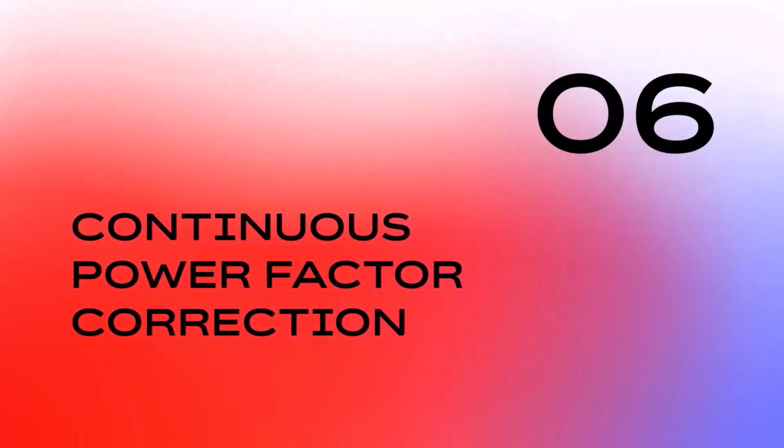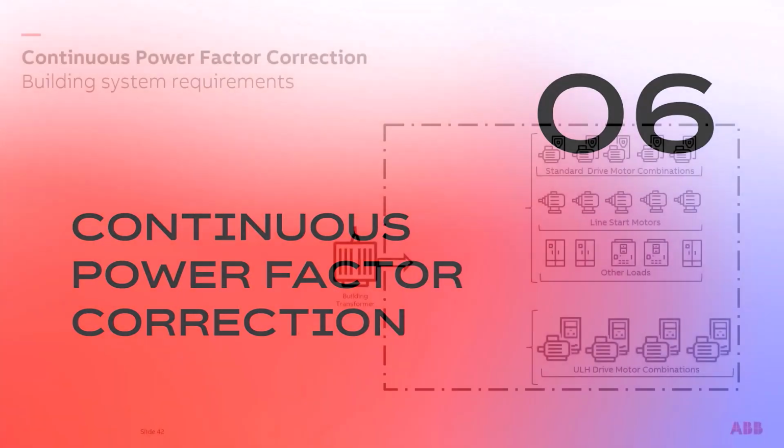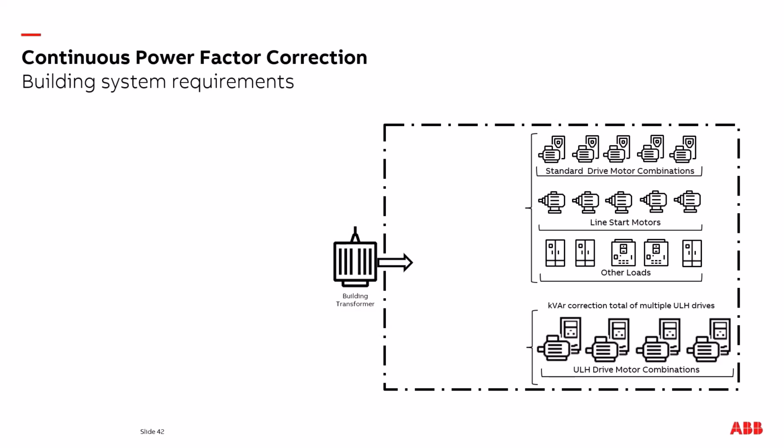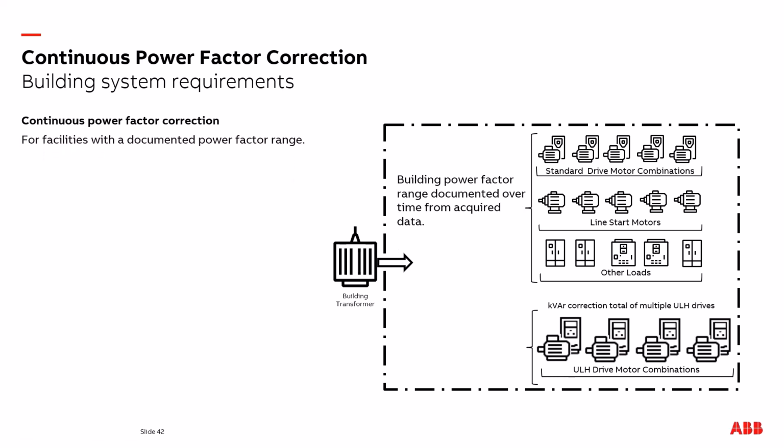Now let's take a look at another option. This is continuous power factor correction. For continuous power factor correction, we are going to look at buildings that have a continuous power factor issue. We need to note the building's power factor ranges. So for facilities with a documented power factor range, this can be done. Data over time is collected from metering or the electric billing information.